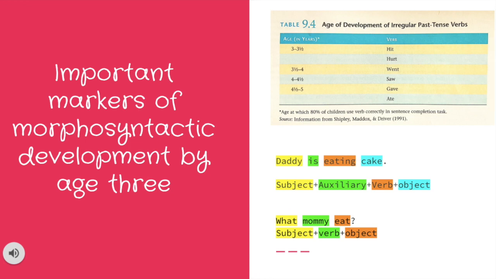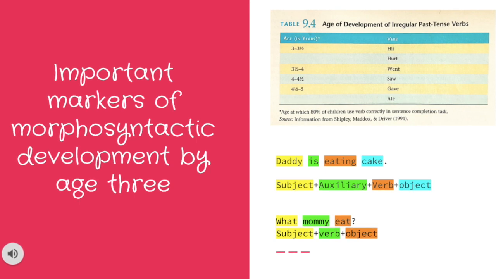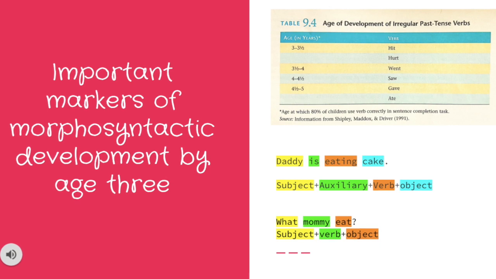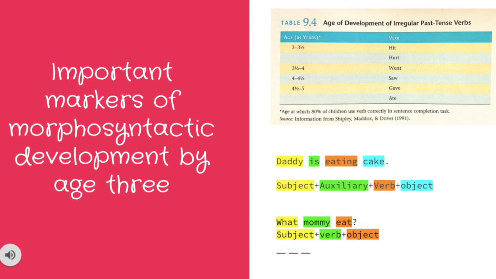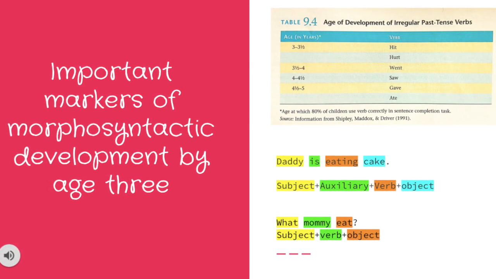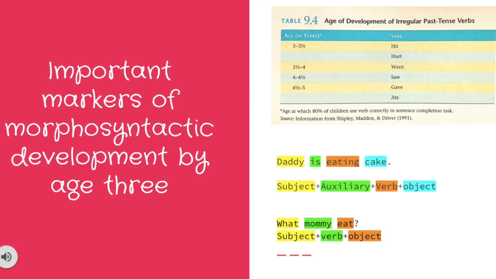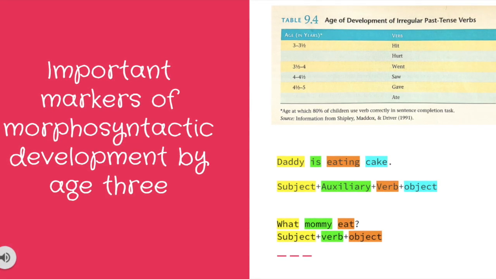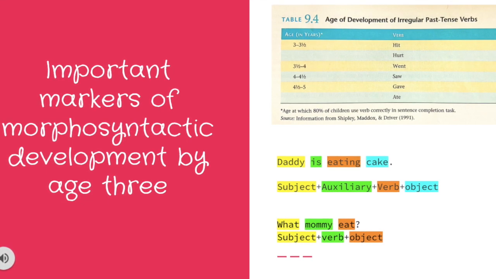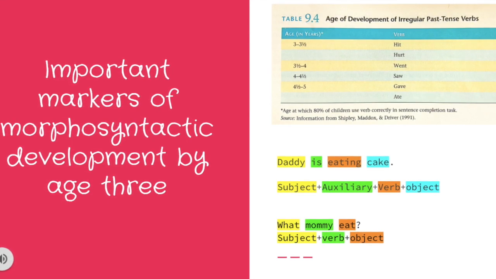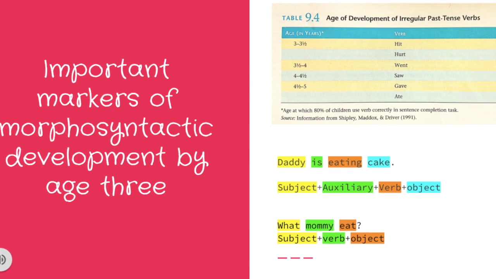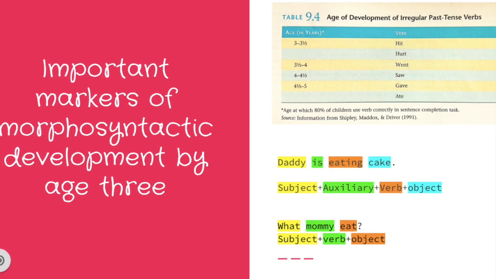Important markers of morphosyntactic development by age 3. This table represents the timeline of the use of specific irregular verbs for 80% of preschoolers. Between 30 to 32 months, children ask questions with a subject and a predicate, such as, "What Mommy read?" instead of the previous one-word questions with appropriate intonation.